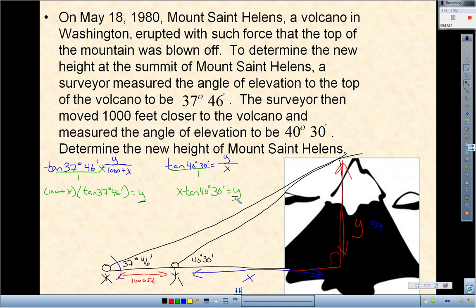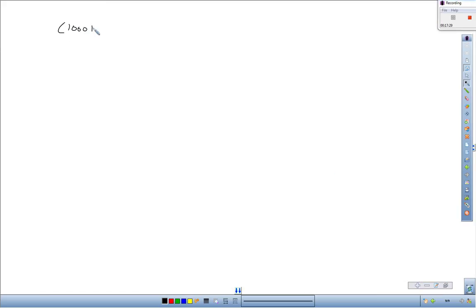If you notice, both of these equations are set equal to y. So that means since both of these equations are set equal to y, I can set these two equations equal to each other. I'm going to take this off to the side, and set these two equations equal to each other. So I've got 1,000 plus x times tangent of 37 degrees, 46 minutes. So that's one. And the other one was x tangent of 40 degrees, 30 minutes.